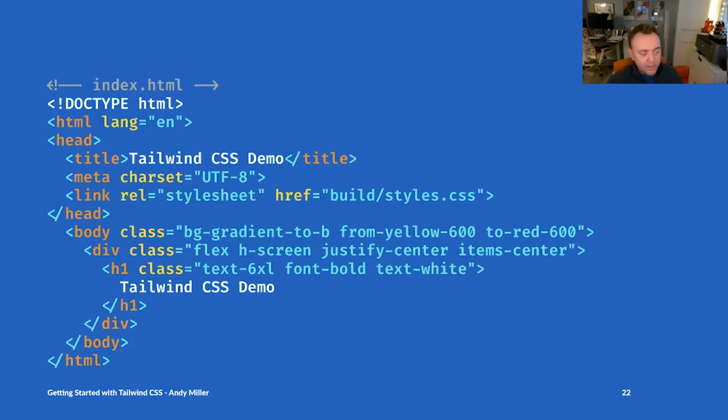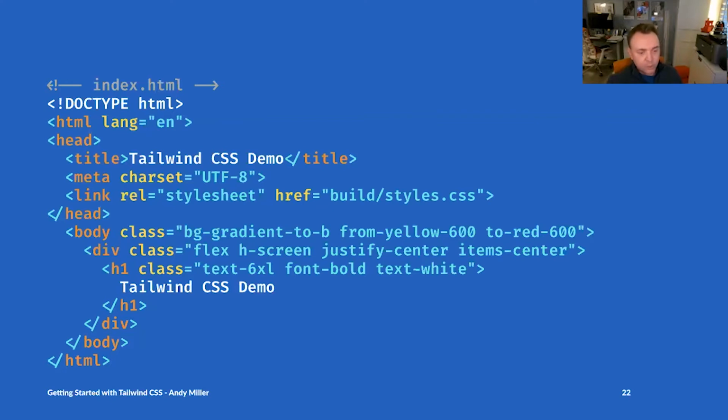And then inside of that, we have a div, which is a flex box div. And then it's got the height of the screen and justify center and item center. So that means horizontally centered and vertically centered. So it's going to center the items inside of this div.